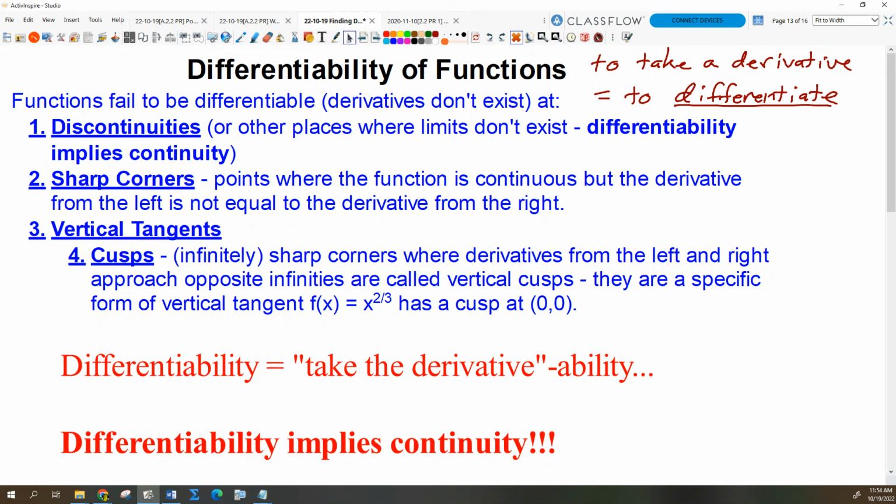Sharp corners, we'll talk about why tomorrow. But any place where you have a sharp corner, a sudden change in slope, derivatives don't exist. Any place where there are vertical tangents, they don't exist, which makes sense because a derivative corresponds to a slope, and that's where slope is undefined. And then a subclass of vertical tangents would be cusps, which is where you get infinite slopes that form a really sharp corner. We'll look at examples of all 4 of those tomorrow.